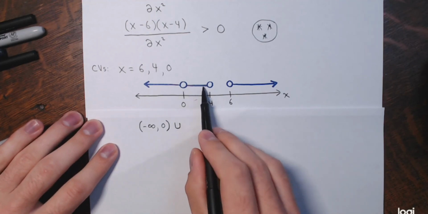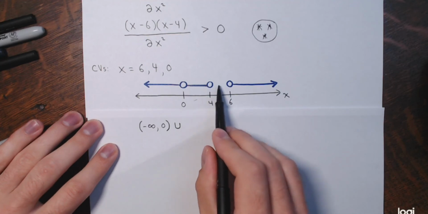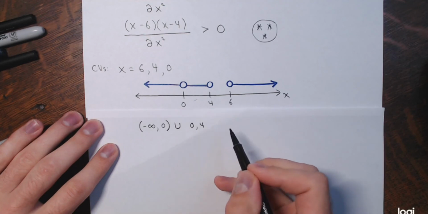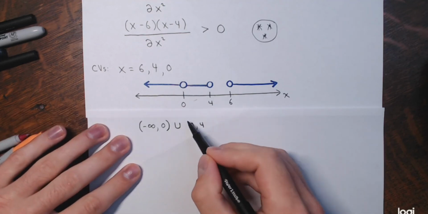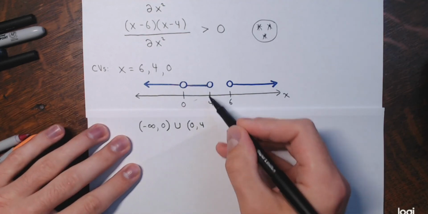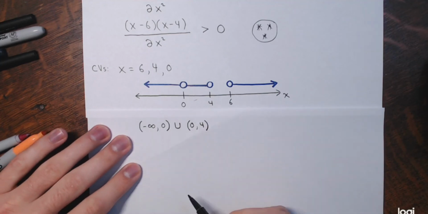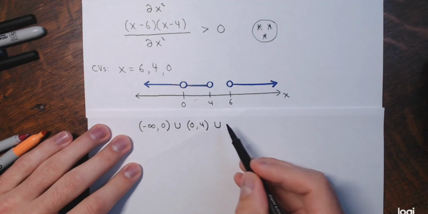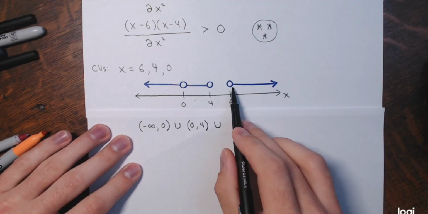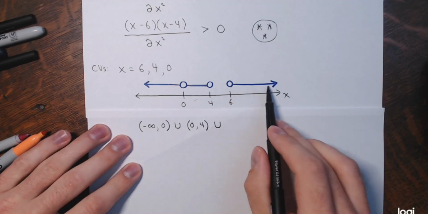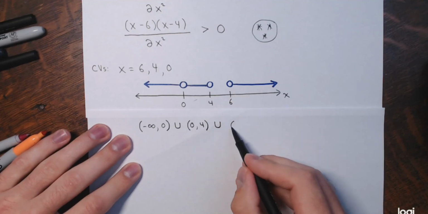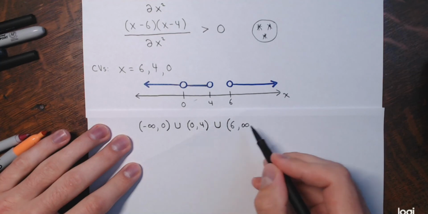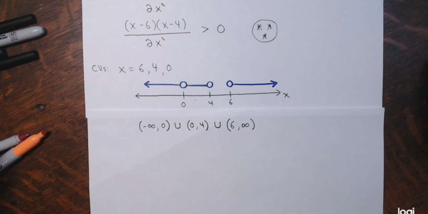Then the next piece of the graph, up until the next hole, the next gap, is from 0 to 4 here. So I got 0, 4. And then 0 is not a solution, parentheses. 4 is not a solution, parentheses. And then there's another gap. So another union symbol. And then this last piece of the solution set goes from 6 to infinity. And 6 is not a solution, parentheses on that, and always parentheses on the infinities.